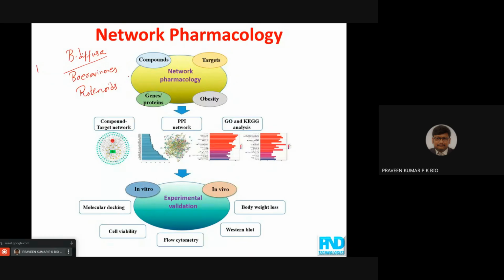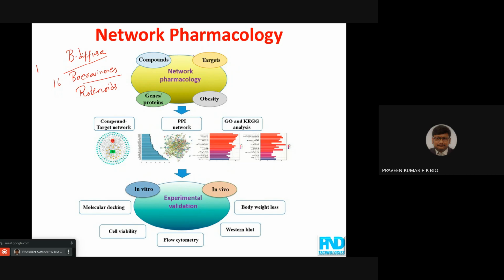So you can see around 16 boerhavinones, I believe. Out of 16 nodes, if you want to find the best one, we can screen the best compound for the target. We first screen the best compound for the important target, and then we go with the interacting targets, see the binding patterns through docking studies, and the stability patterns through simulation. Then we can conclude it.